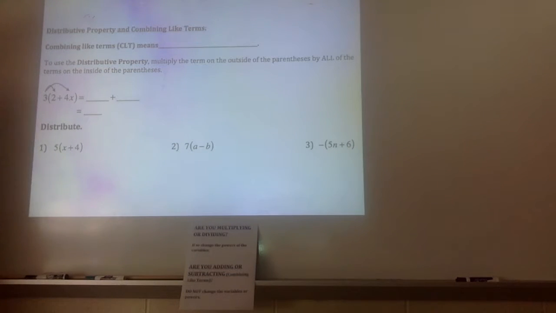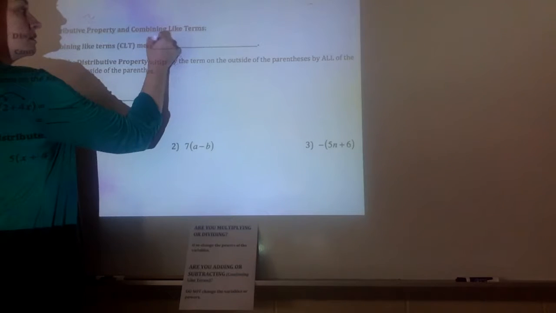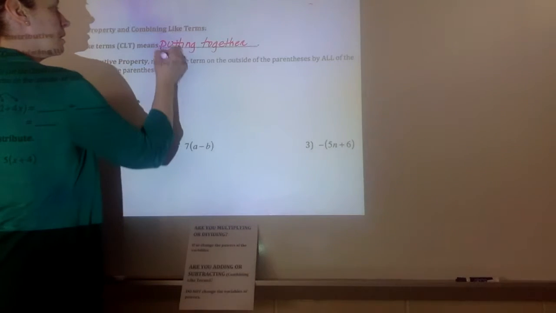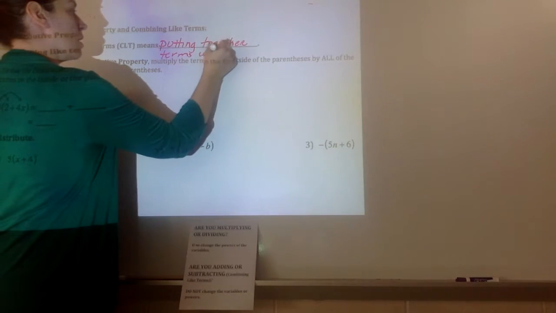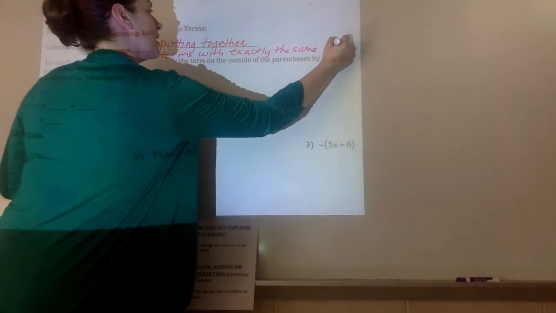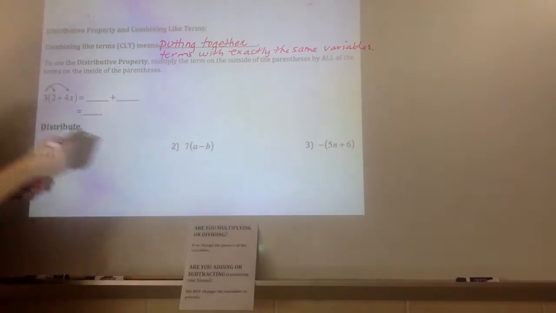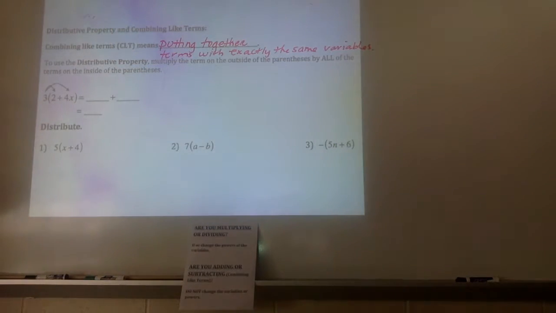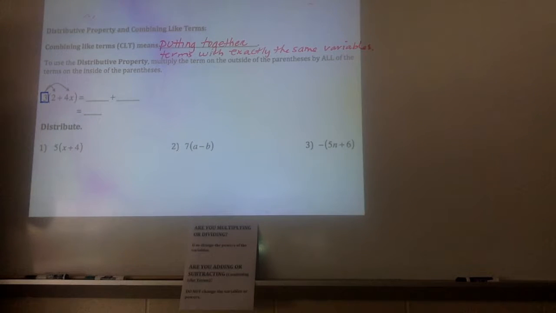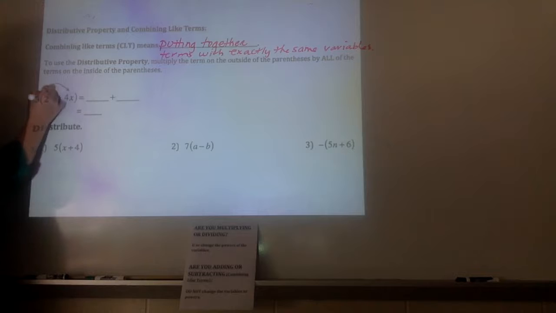Distributive property and combining like terms. Combining like terms means putting together terms with exactly the same variables. To use the distributive property, we're going to multiply the term on the outside by all of the terms on the inside.